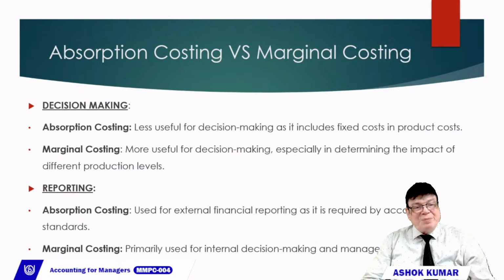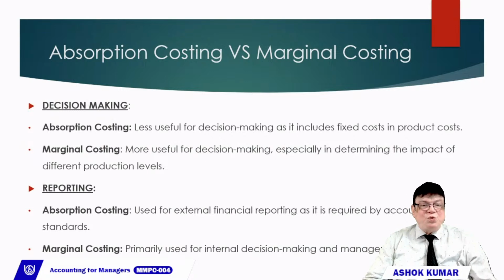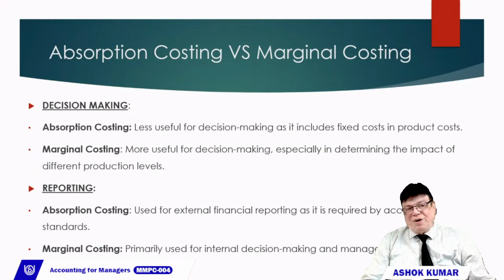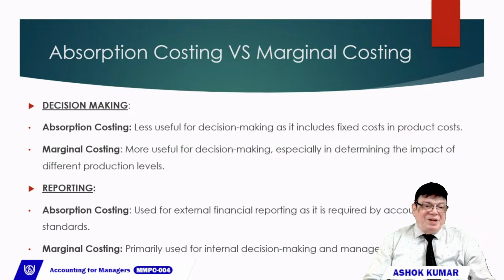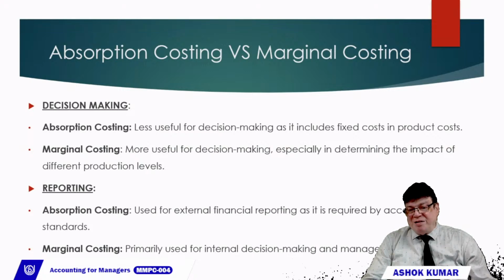Decision making: absorption costing is less useful for decision making as it includes fixed costs in product costs. Marginal costing is more useful for decision making, especially in determining the impact of different production levels. Then reporting: absorption costing is used for external financial reporting as it is required by accounting standards. Marginal costing is primarily used for internal decision making and management reporting.